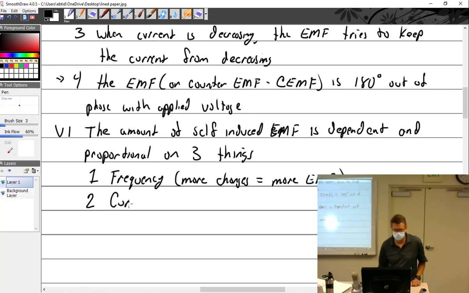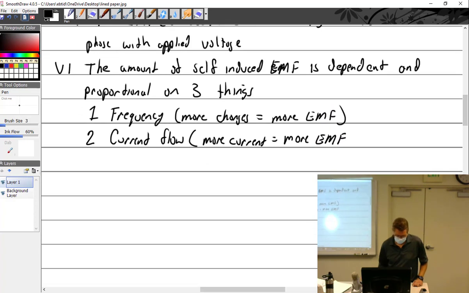Two, current flow. If you only have a little bit of current flow, you only have a little bit of effect. So more current equals more EMF. And three, the physical shape of the conductor. I should say of the coil, really. We'll call it conductor because we just talked about inductor.